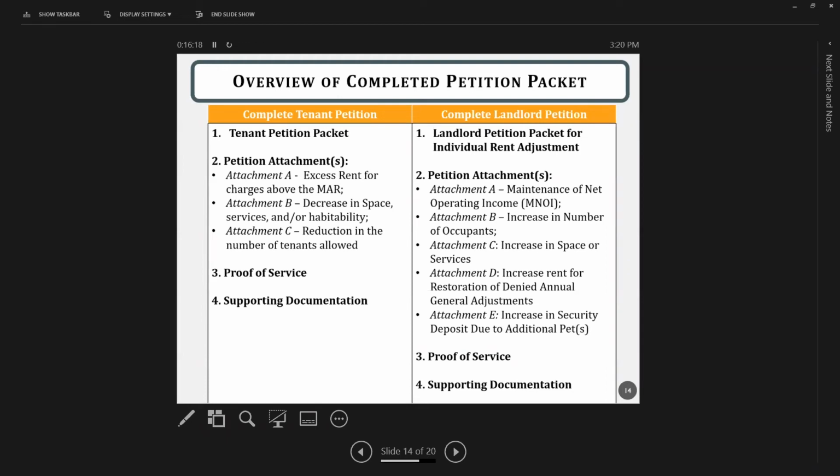Please note, if additional documentation or support needs to be added after the original petition has been submitted, a proof of service will need to be completed.